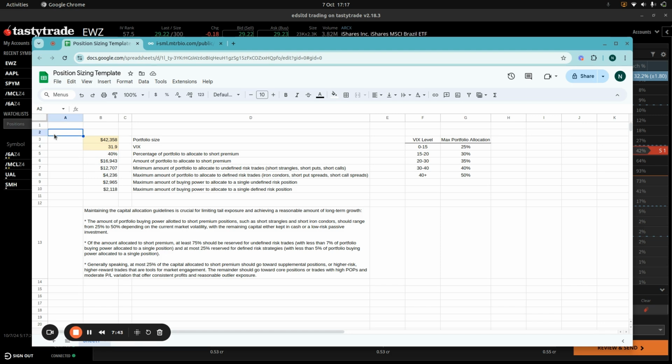If you don't keep your position sizing in check, eventually when something does go wrong, it will wipe you out. So this is very important. It's free for everyone to use. It will tell you how much buying power to allocate to a single undefined risk position, a defined risk position, how much buying power to allocate to short premium strategies in general, how much of your portfolio you should allocate to that.